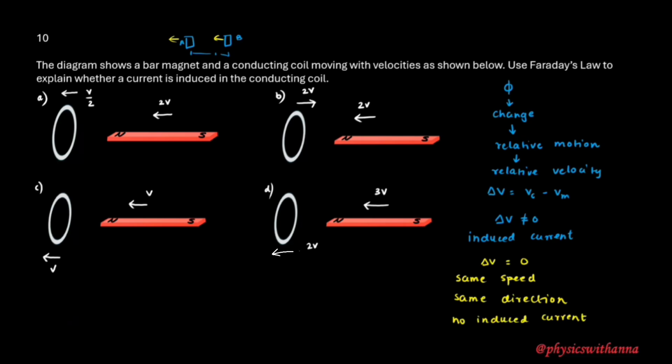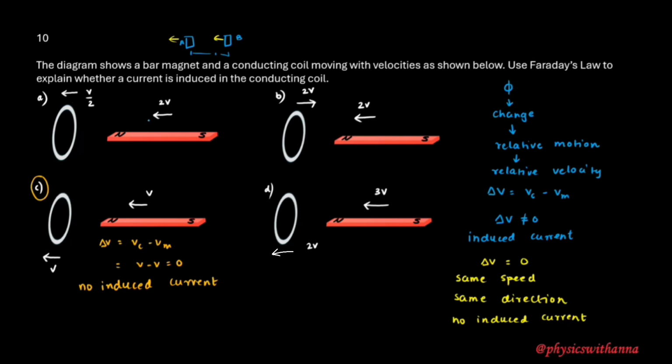So if you look at the four cases here, there is no induced current only in case C. Because in this situation, both the coil and the magnet have the same velocity, the same speed v, and they are both going in the same direction. So when I find delta V for them, I get Vc minus Vm, which is nothing but v minus v, which is 0. And if the relative velocity is 0, there is no relative motion between them and there will be no induced current.